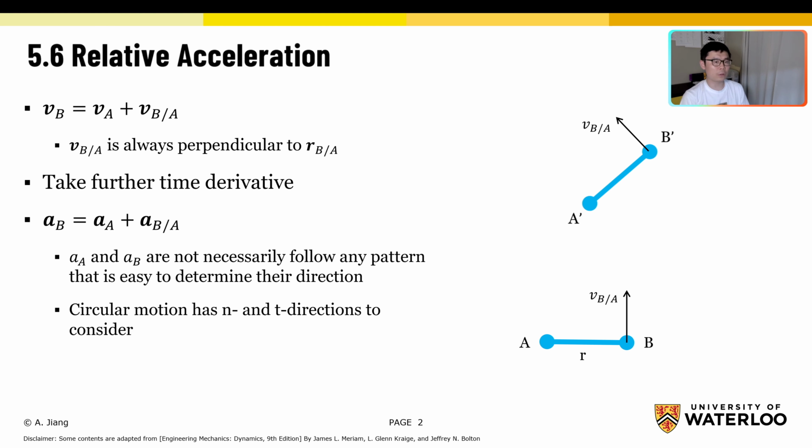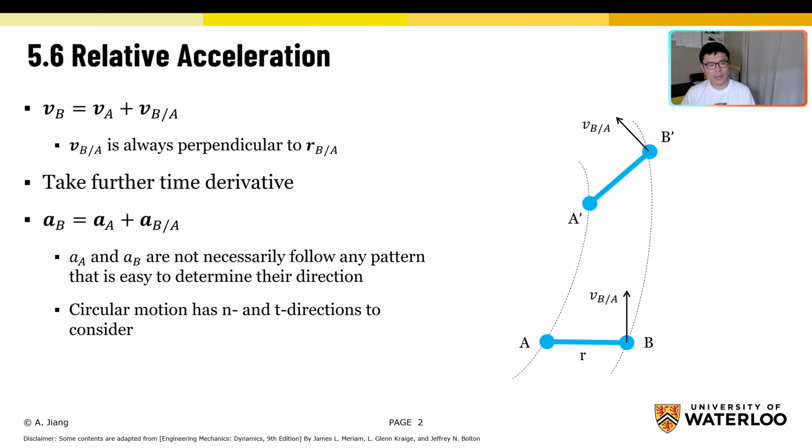If you have followed along in class and videos, you probably have noticed that all the practice questions we did not ask us to solve any relative acceleration. This is because relative acceleration requires special attention, such as AA and AB are not necessarily following any pattern that is easy to determine their direction. For circular motions, one equation is not enough because it has both n and t direction to consider.